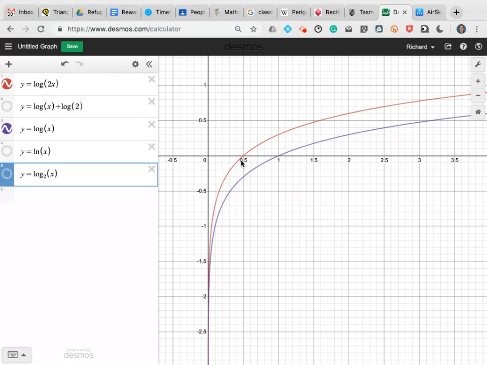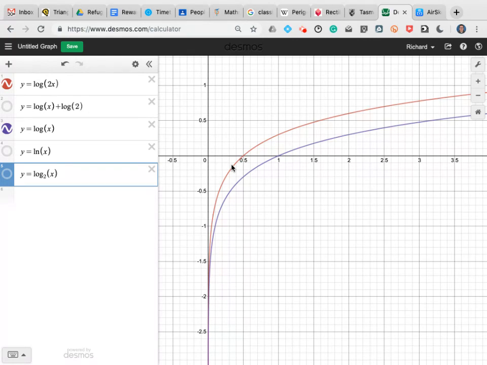The x-intercept is now 0.5, or a half, instead of 1, which makes sense because now, in order to get the log of x equaling 0, we need the input to be 1, which means the x value has to be a half, because a half times 2 equals 1, right? That's how it works. So that means that everything has been pushed back this way, and hence it's compressed towards the y-axis.